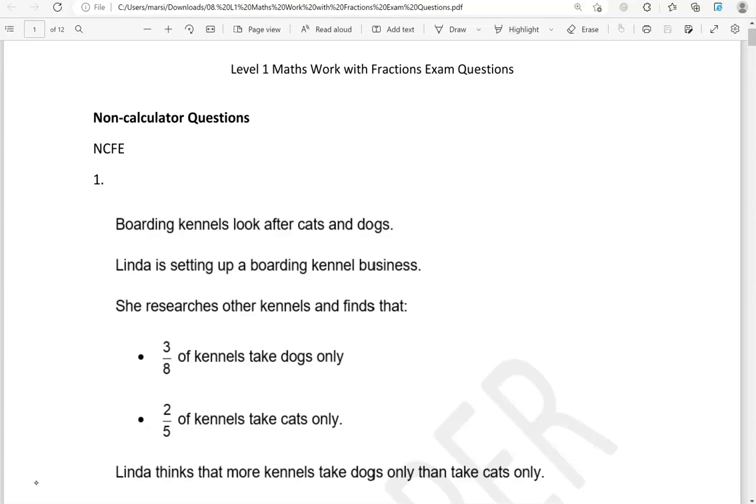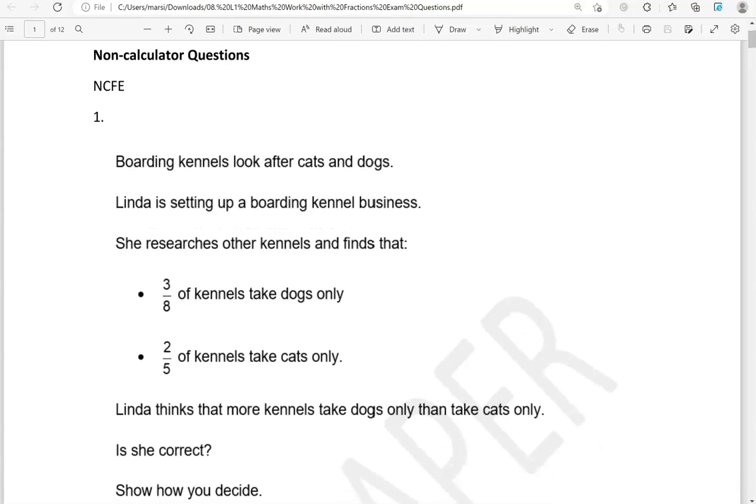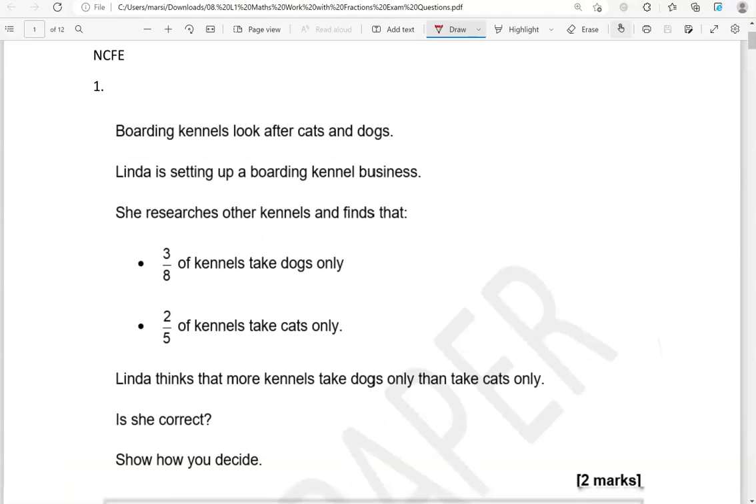Here's the first one. Boarding kennels look after cats and dogs. Linda is setting up a boarding kennel business. She researches other kennels and finds that 3/8 of kennels take dogs only, 2/5 of kennels take cats only. Linda thinks that more kennels take dogs only than take cats only. Is she correct? Show how you decide. So it's a case of comparing the two fractions.